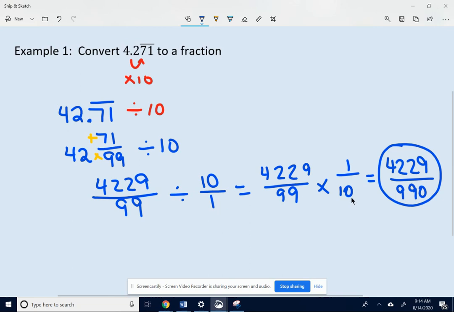Okay, then we copied, changed, flipped. Kept the first fraction the same, changed divide to multiply, flipped over 10 over 1, and then we multiplied the tops, multiplied the bottoms. Okay, let me know if you need any help with this.